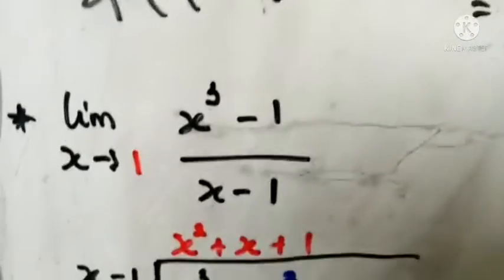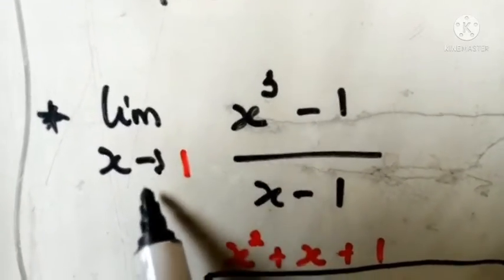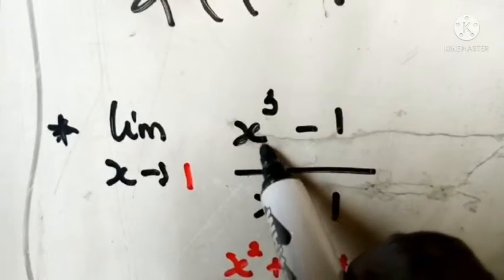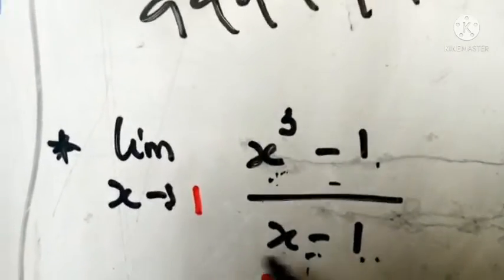Right? So what will happen if you have this case? What will happen if you have a limit where x approaches 1 of (x^3 - 1) divided by (x - 1)? So how can you do this?